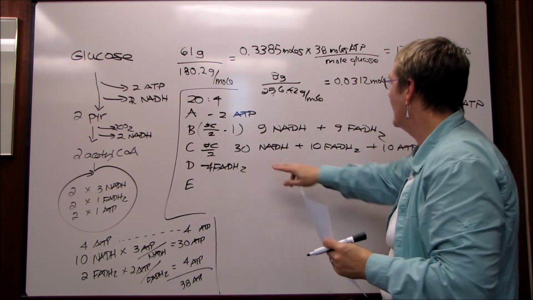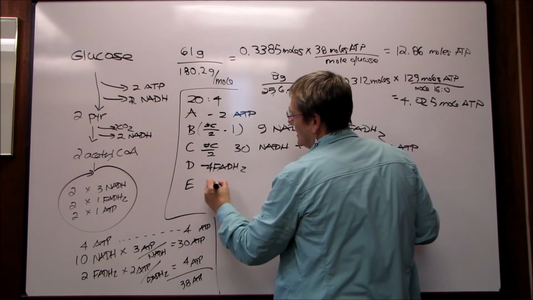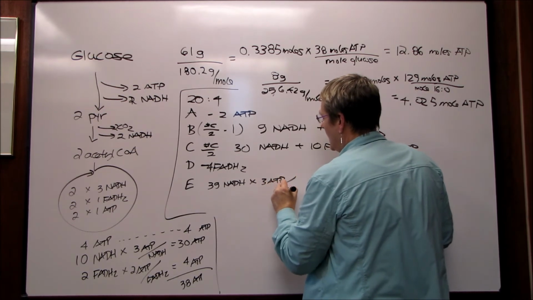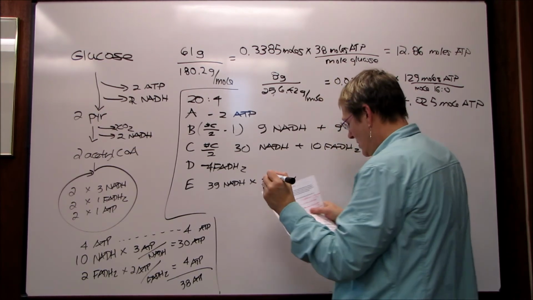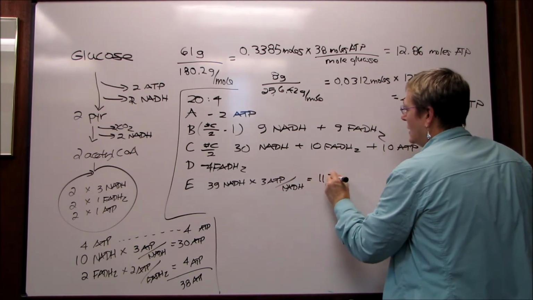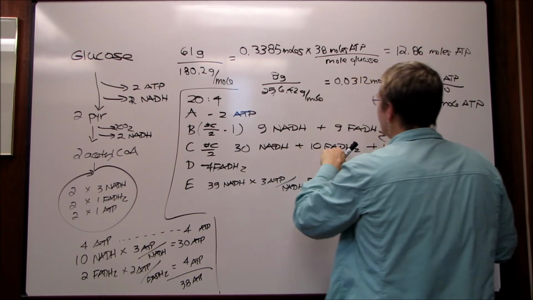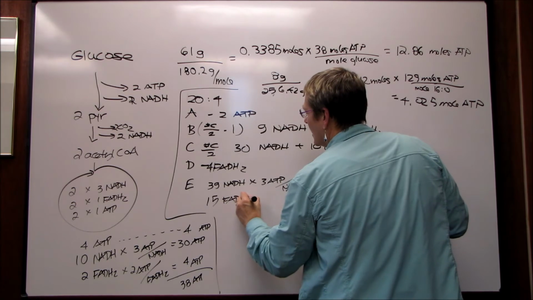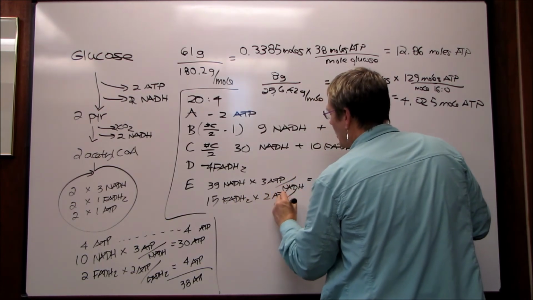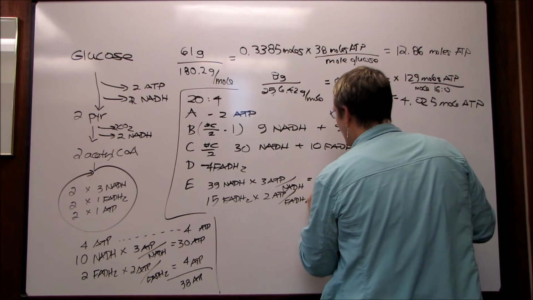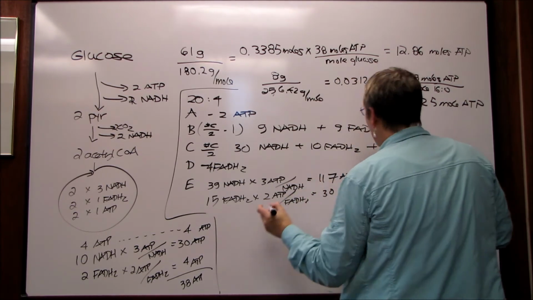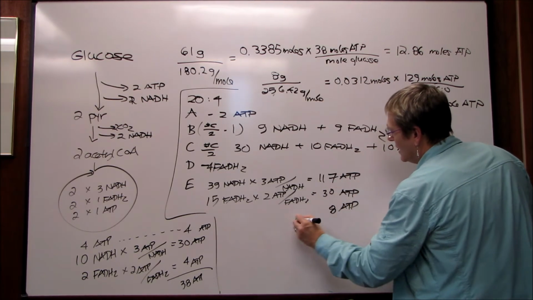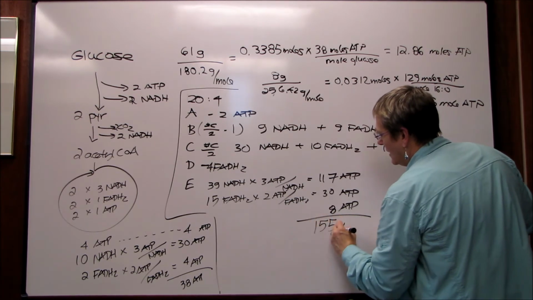So now I'm going to add up. I have 39 NADHs times 3 ATP per NADH gives me, what is that, 117 ATPs from this. I have got 10 plus 9, 19 minus 4, I have 15 FADH2 times 2 ATP per FADH2 is 30 ATPs. And I have 10 ATP minus 2 ATP, so I have 8 ATP made directly. So this gives me 155 ATPs made.